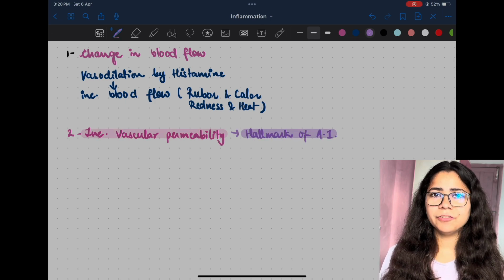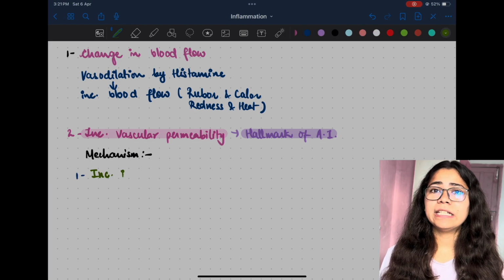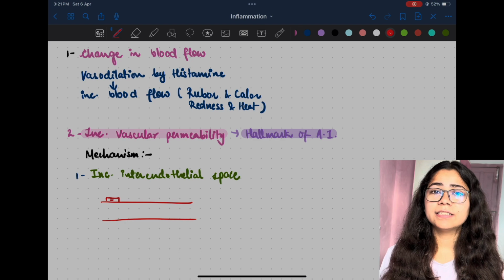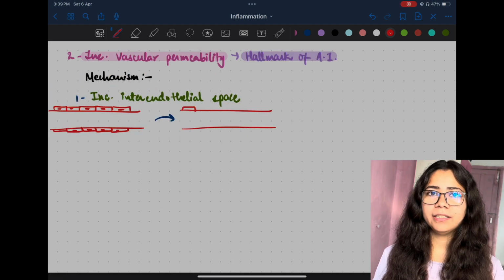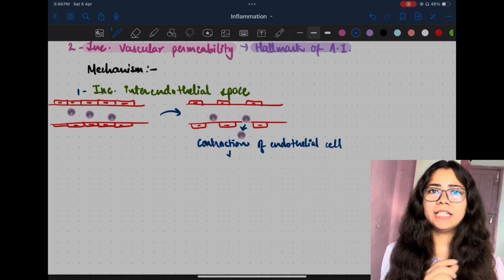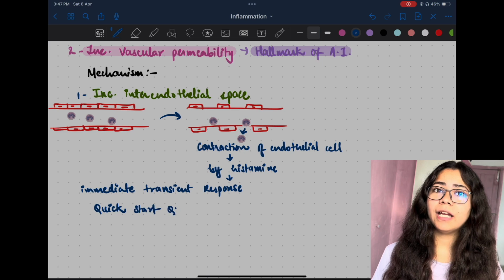Permeability of vessels is increased by several mechanisms. First and most important is the increase in interendothelial space. Endothelial cells are the cells that line your blood vessels, so when the endothelial cells contract, the distance between two endothelial cells increases. This space is used by leukocytes to move out of the blood vessel, and this leads to leakage. This is caused by histamine, so it will start quickly and end quickly.